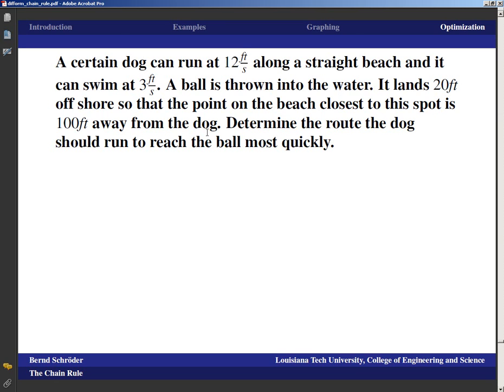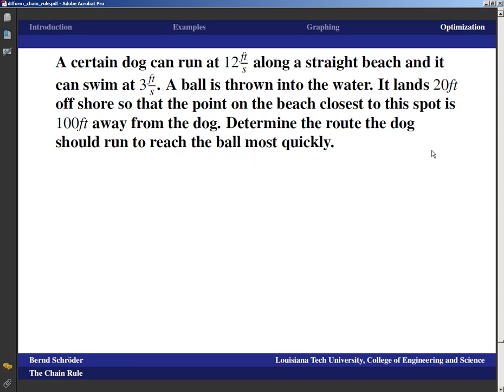So that means in order for the dog to get to that ball, the dog could run along the beach and then jump in at the point closest to the ball, or it could jump into the water right away. But of course, the dog could also do any kind of combination of running and jumping a little bit earlier. And so what we want to do is determine the route the dog should run to reach the ball most quickly.